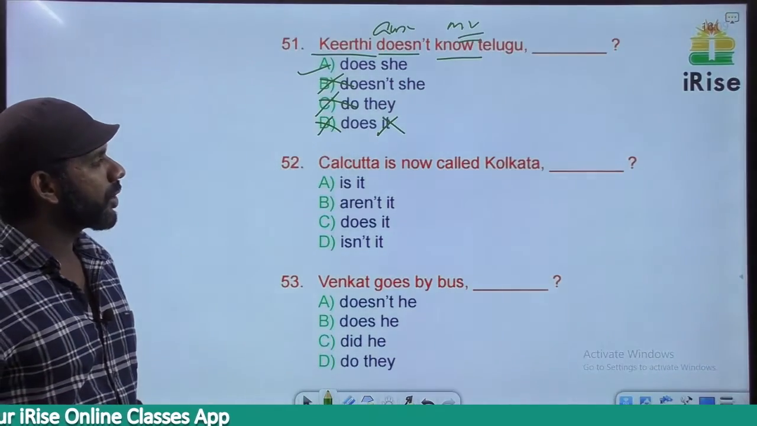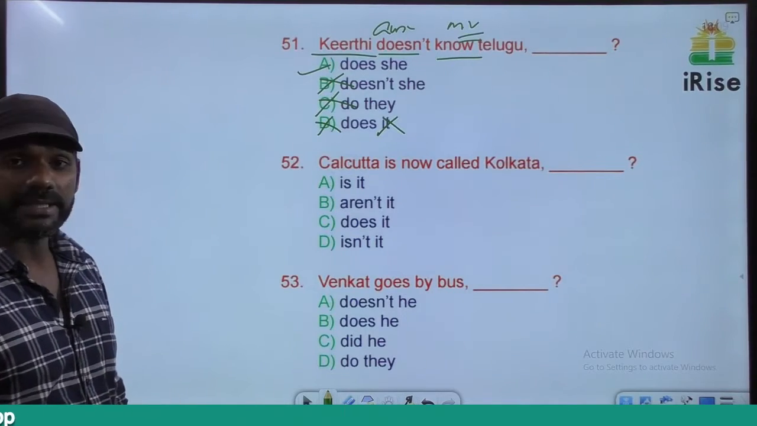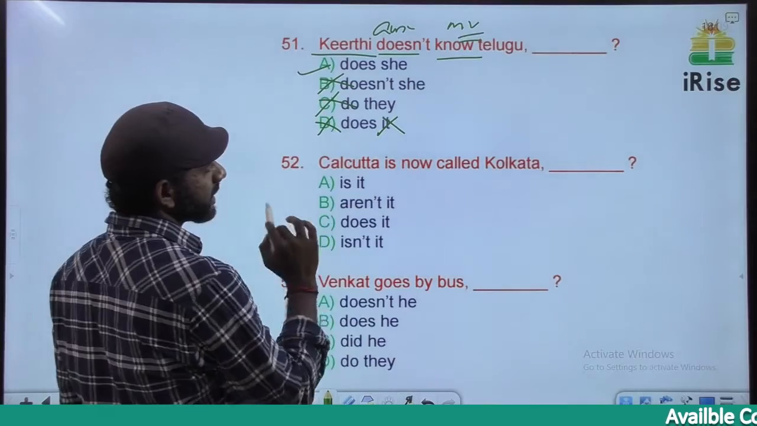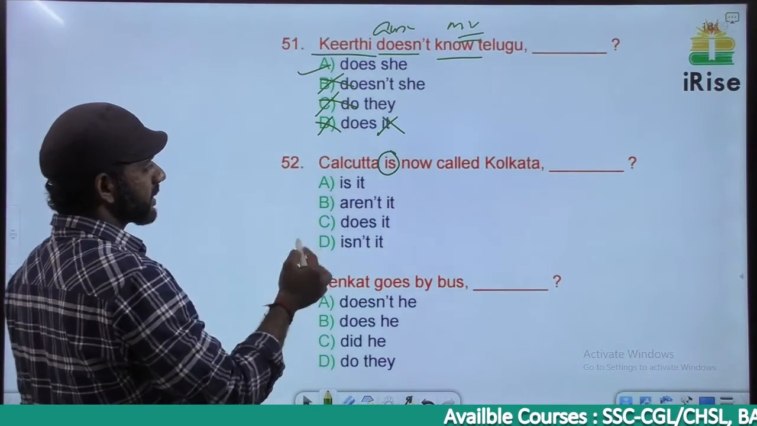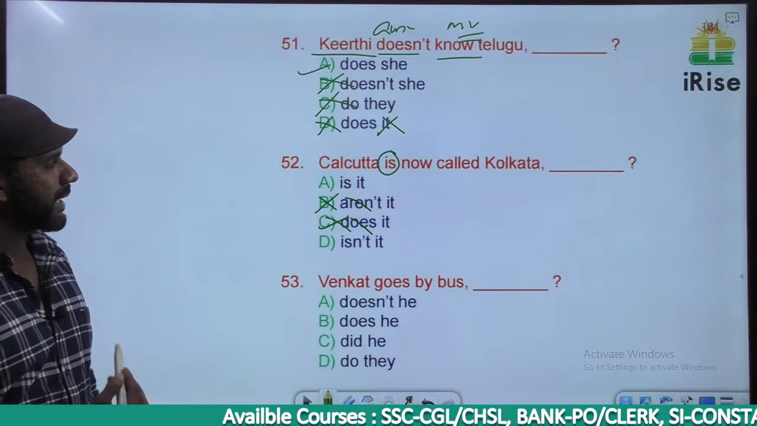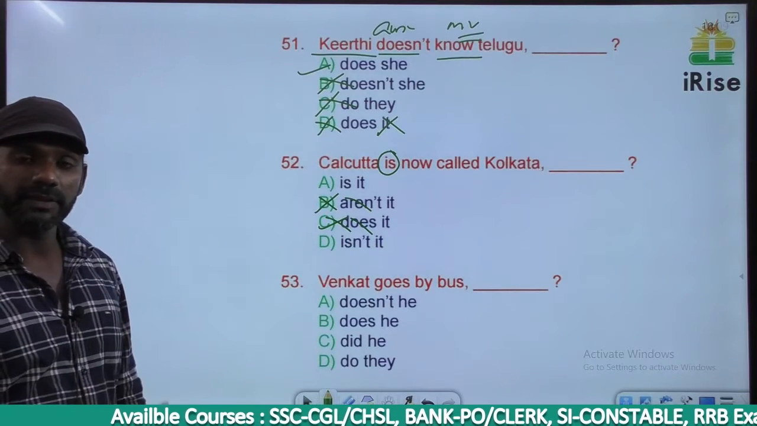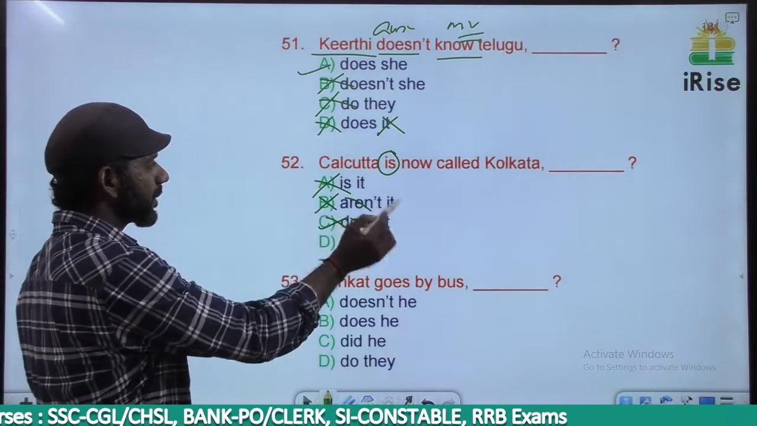Calcutta is now called Kolkata. The auxiliary verb here is is. The tag must be framed with is. So B and C are gone. No negative term. The tag must be negative. Is not, short form is isn't. Based on that, A is gone.